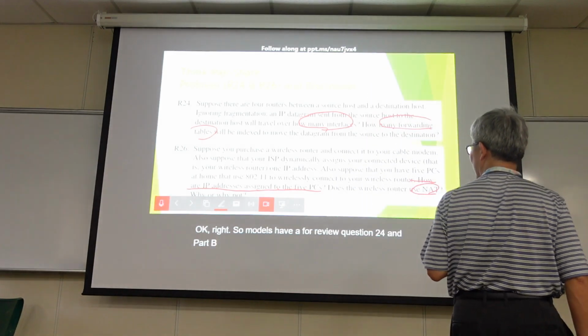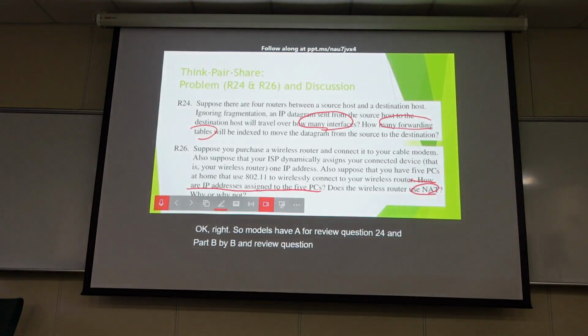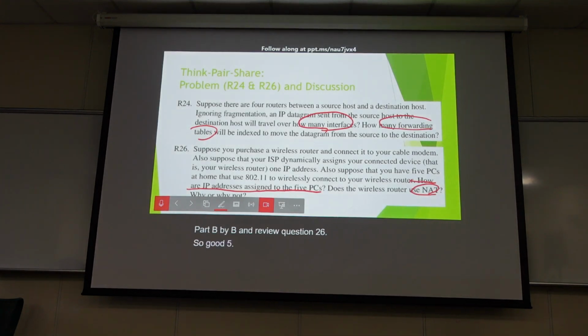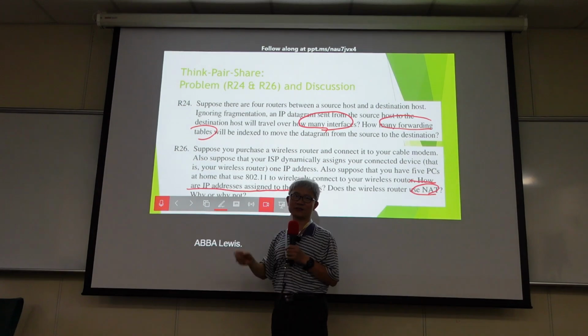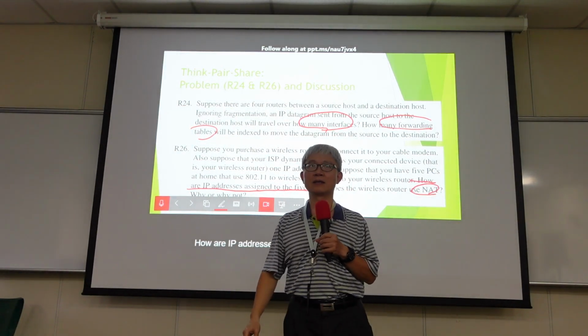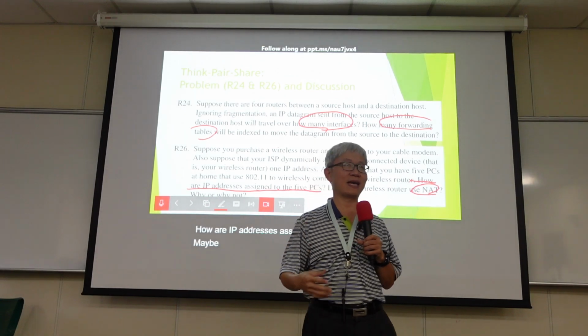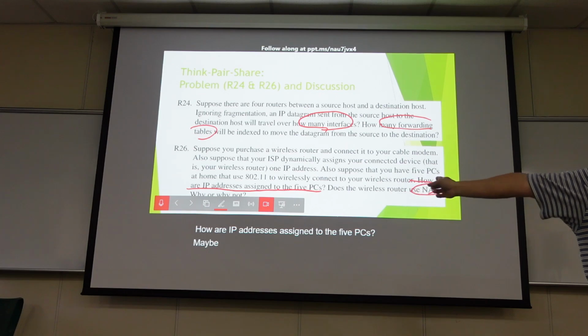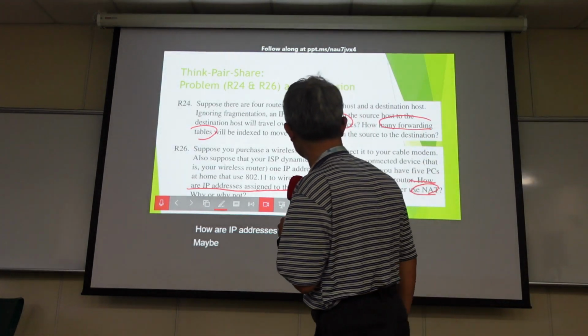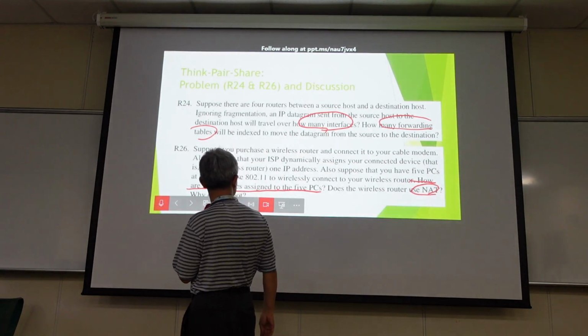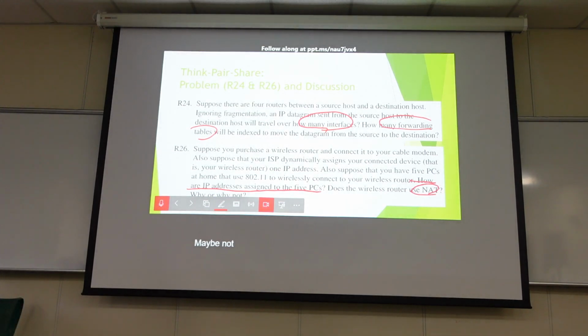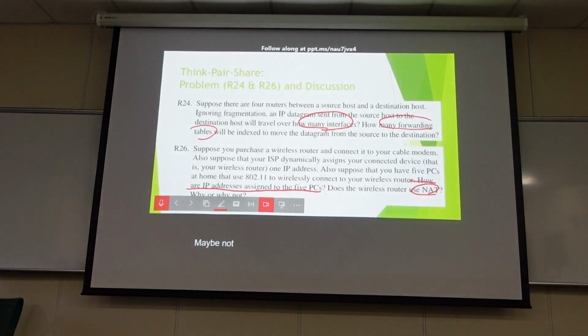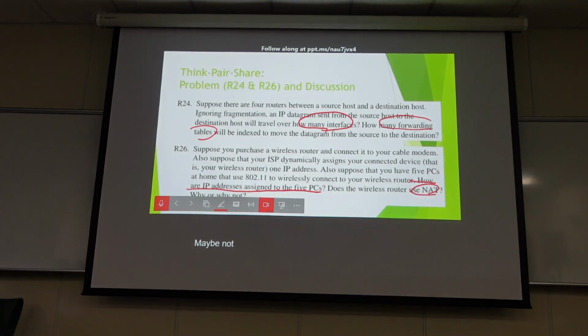And review question 26. So, good. How about Louis? How are IP addresses assigned to the 5 PCs? Should we answer now? Maybe not now. Let me assign. Later you have time to answer. And Louis, later I will ask you to answer. And does the wireless router use NAT? So good 6. Any standing badge there? Good 6. I cannot see. So good 7.